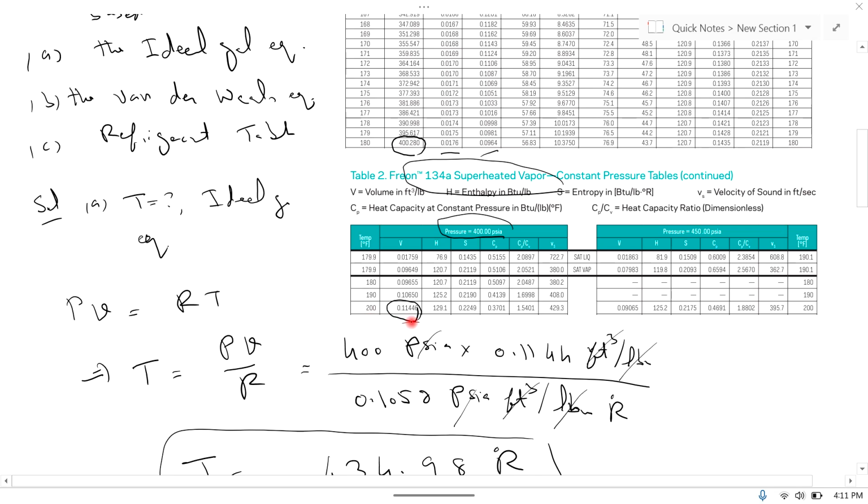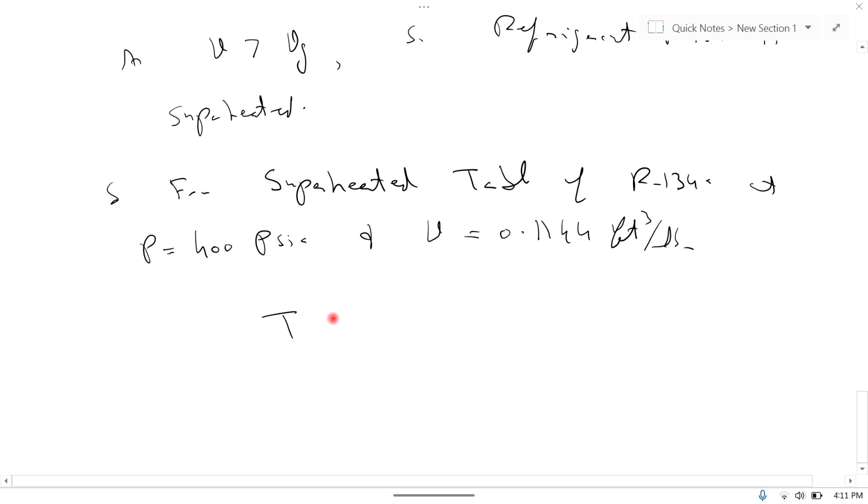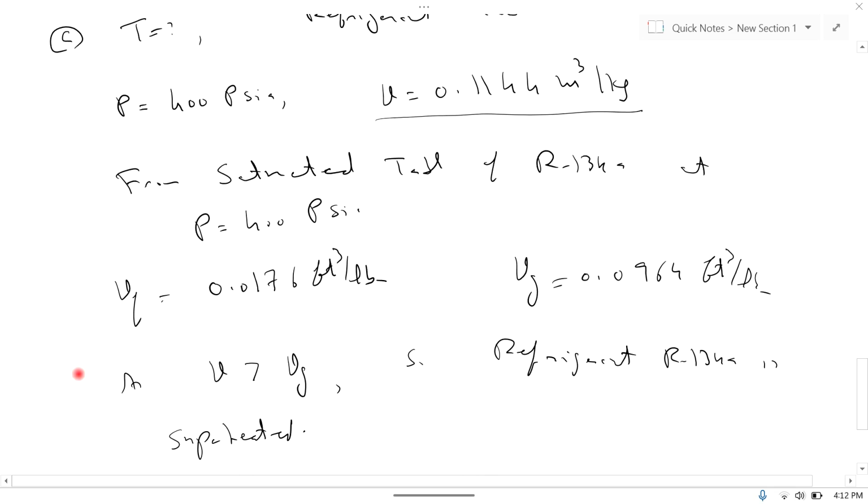So this is 200 degree Fahrenheit. In front of this, temperature is 200 degree Fahrenheit. So temperature at 400 psia and specific volume, from the superheated table of R134A, is 200 degree Fahrenheit, and convert this to degree Rankine. So this is 200 plus 400, which is equal to 600 degree Rankine. So this is the final answer. We find temperature by three methods. And this is the end of the problem.